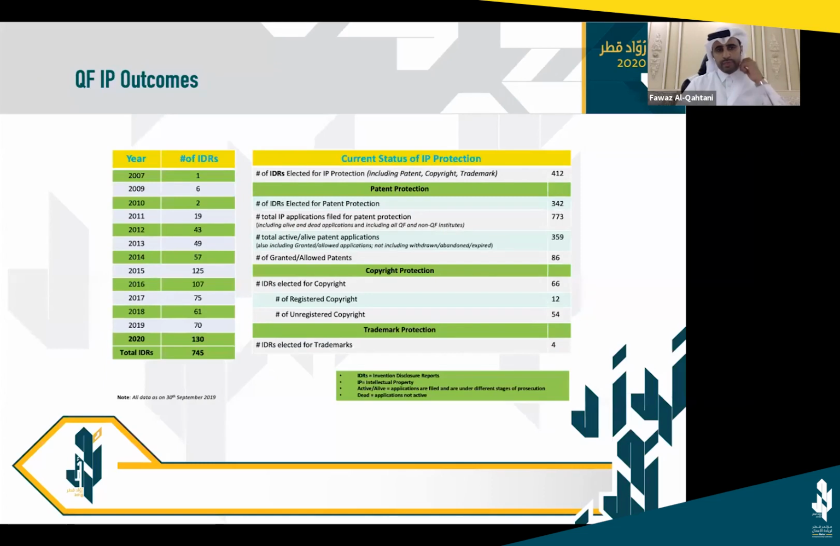If you look at our QFIP outcomes since 2007, when the QNRF started, until today, we have received 740 invention disclosure reports. Though 2020 has been very tough for everyone because of the pandemic, we received 130, the highest among all the years since 2007, and we're expecting to receive 10 more until the end of the year. And we've been successful as well.